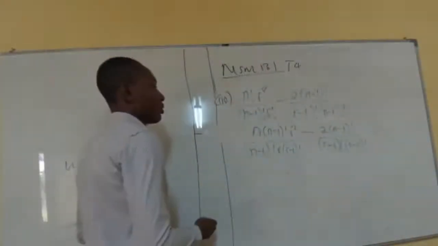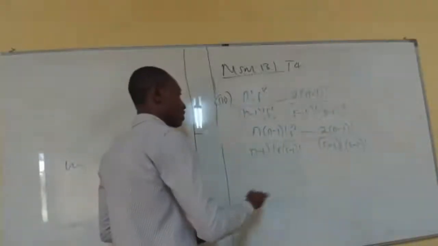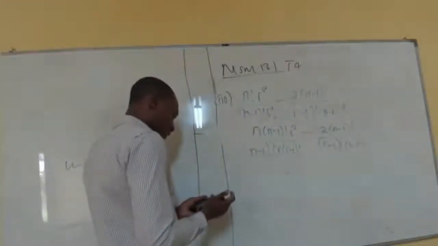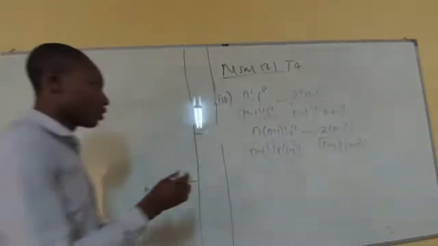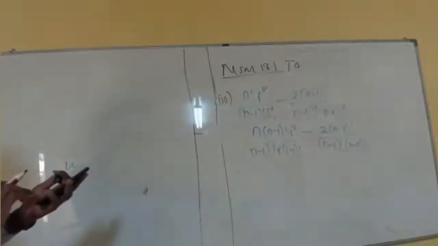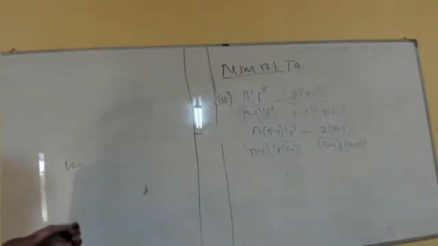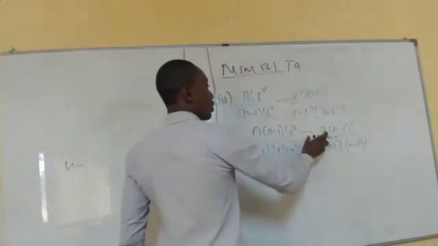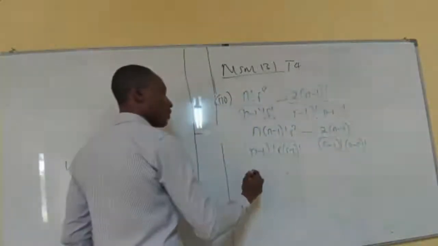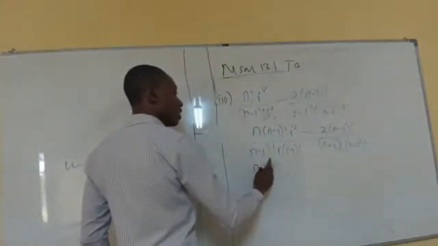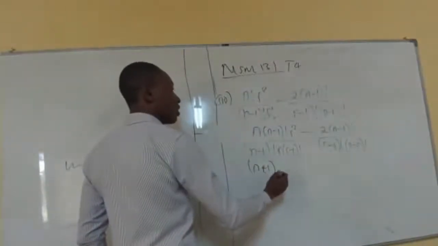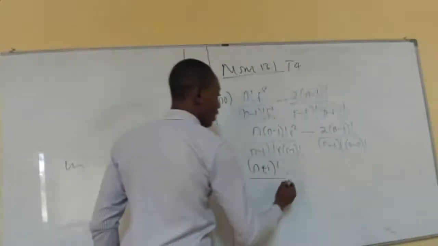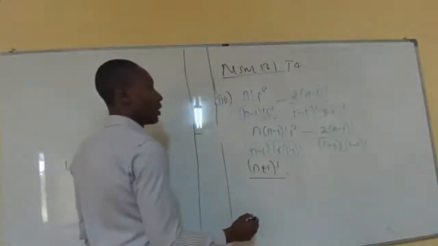From here we can factor out what is common. From the numerator, n minus 1 factorial is common, so we can factor out n minus 1 factorial because it's common. Then in the denominator, what is common?